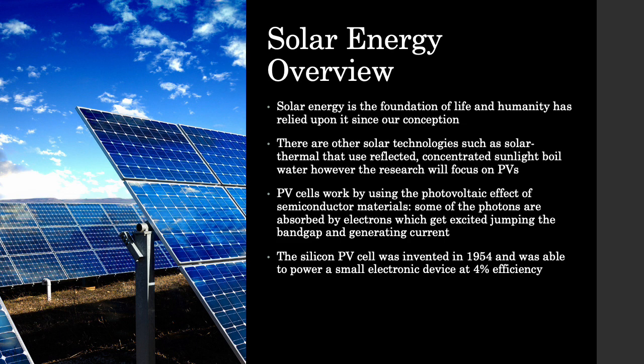The PV cell works by using the photovoltaic effect of semiconductors. Some of the photons are absorbed by the electrons, which jump the band gap and then create an electron hole. This electron hole then creates a flow of electrons, creating a current, which is what we use to generate power.